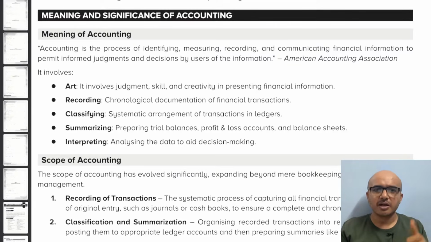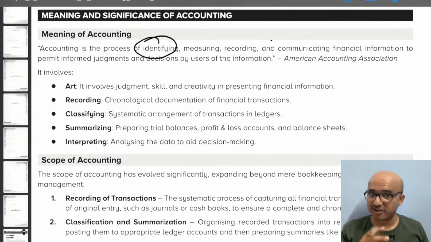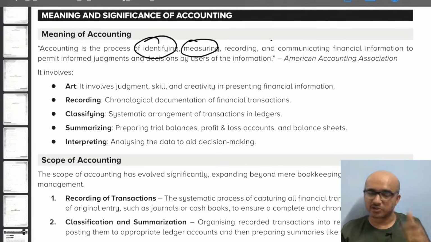Let us break down this definition, that way it will be easy for us to understand. What do they say? They say accounting is the process of identifying. So we identify here. What do we identify? As I said earlier, we identify whether the transaction belongs to the business or not. Then we will measure it. How do we measure? We can't measure unless something can be expressed in terms of money or money's worth.